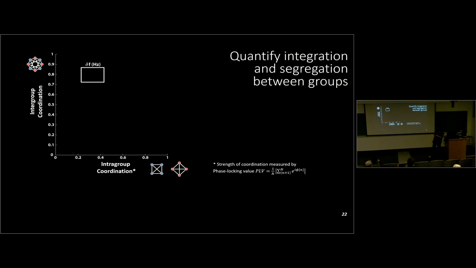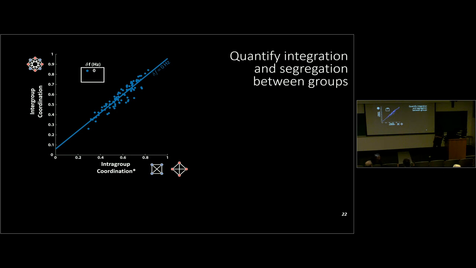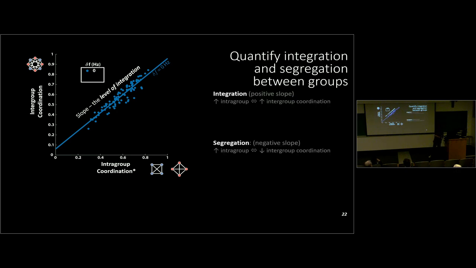dyadic couplings between groups. For example, when there's no frequency difference, if the coordination within group increases, it will correspond to a similar increase in intergroup coordination. I defined the slope of this regression line as the level of integration between 2 groups. I said if the slope is positive, meaning more within-group coordination gives rise to more intergroup coordination, the two groups are more or less integrated. And this is the case for both low and intermediate diversity.